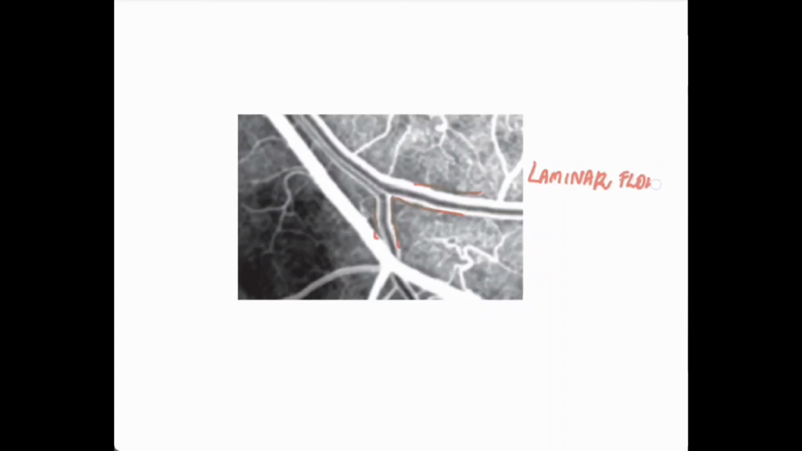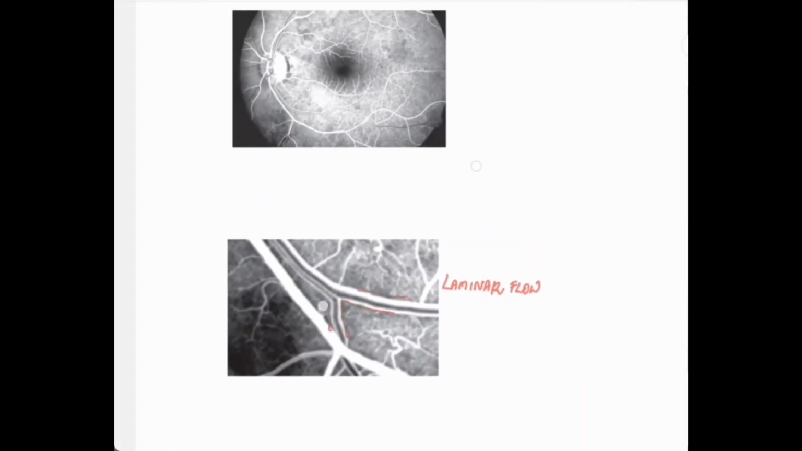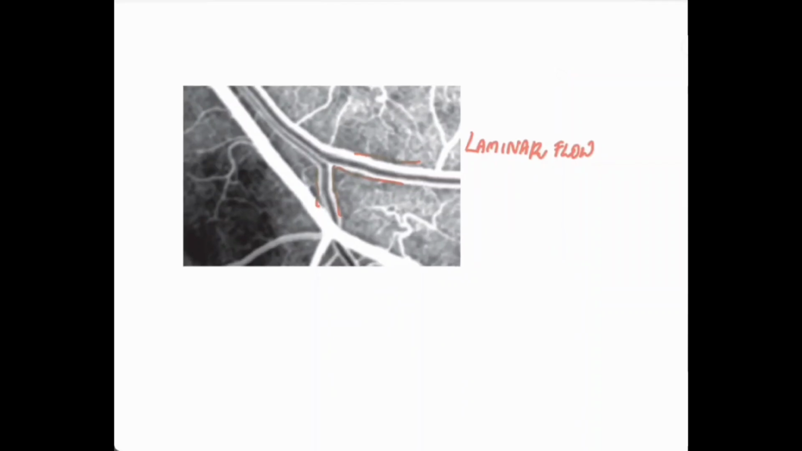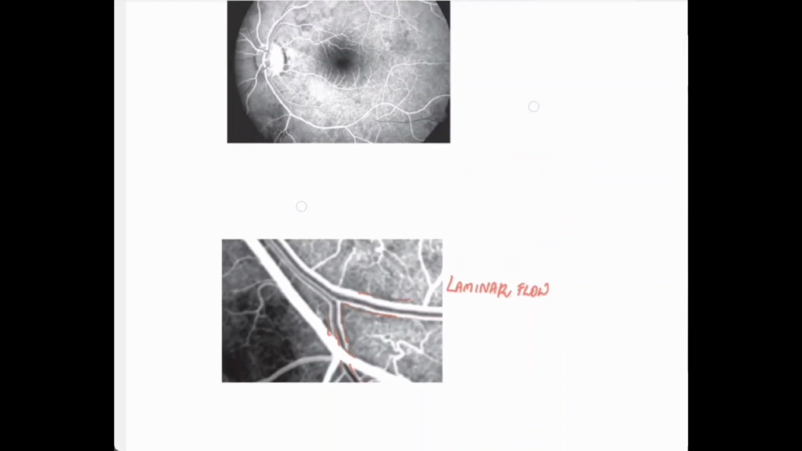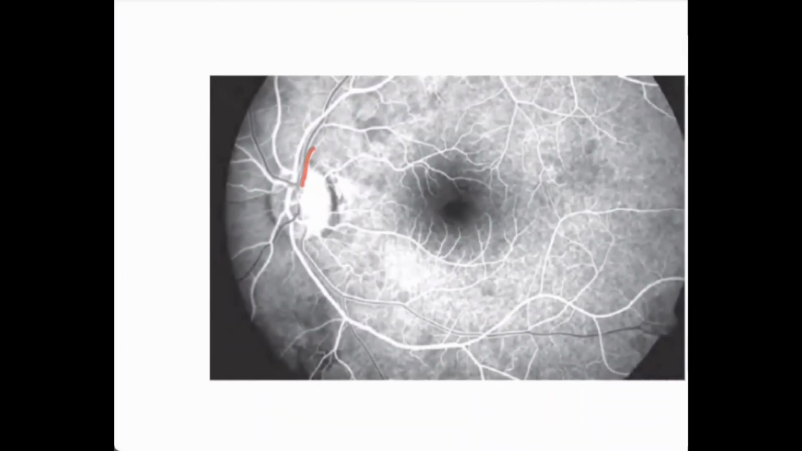With time, the laminae along the walls of the veins become thicker. At the junction of two veins, laminae of each vein merge, creating a trilaminar flow. Early arteriovenous phase of angiogram showing laminar flow in the veins.